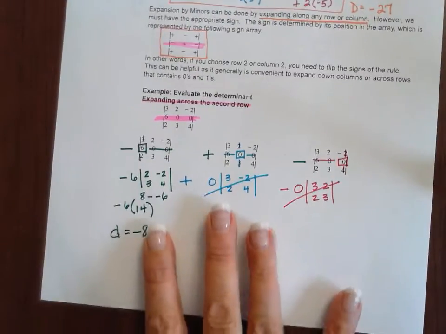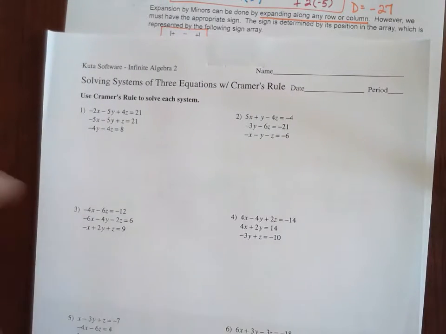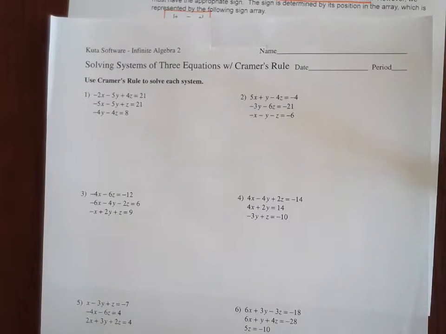So sometimes looking at what the situation is, looking at the rows that you have in there, a lot of times it's a lot easier to pick that particular row. Okay? All right, we have some practice problems. And we're going to use this sheet for what?